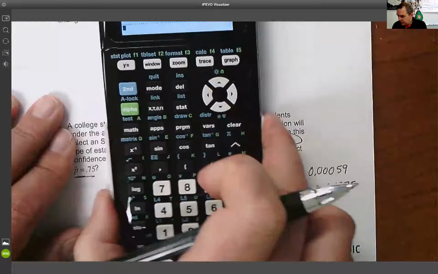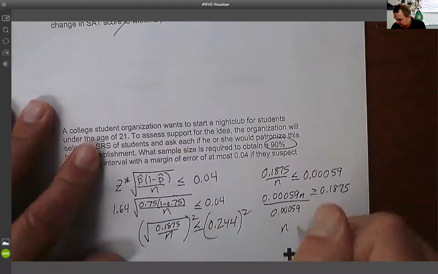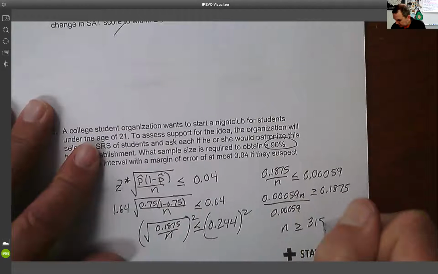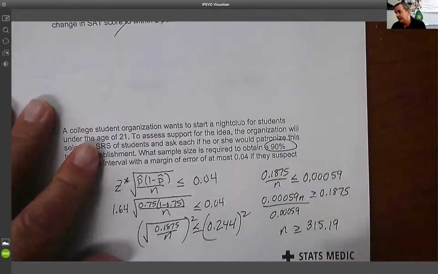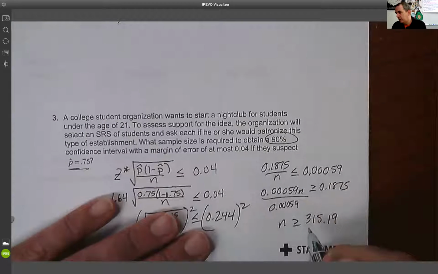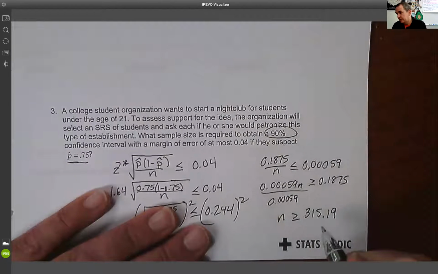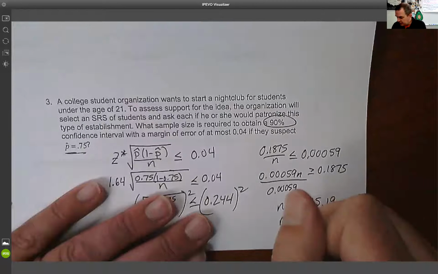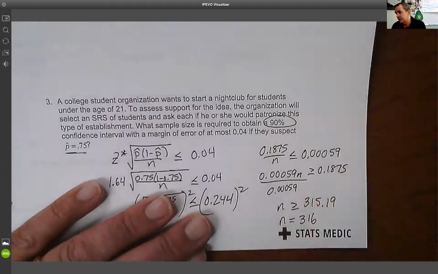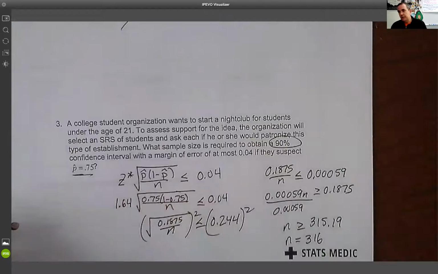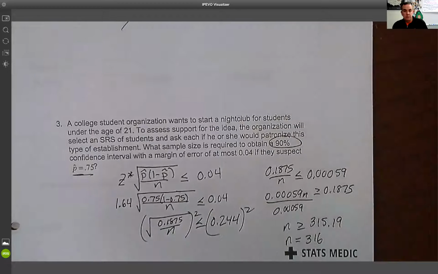And I get 315.19. Now, again, this is where the always round up comes in. Even though technically in the world of math, if you were asked to round this to the nearest integer, it'd be 315, we always round up. So in this case, we're going to take 316 people. The reason we do that is because if we actually did this margin of error with 315 people, we'd end up with a margin of error that would be a little bit bigger than 4%.